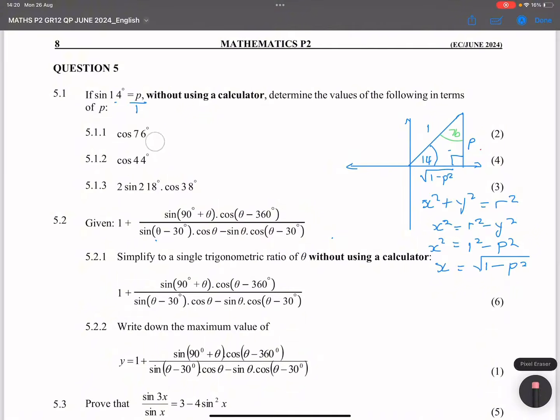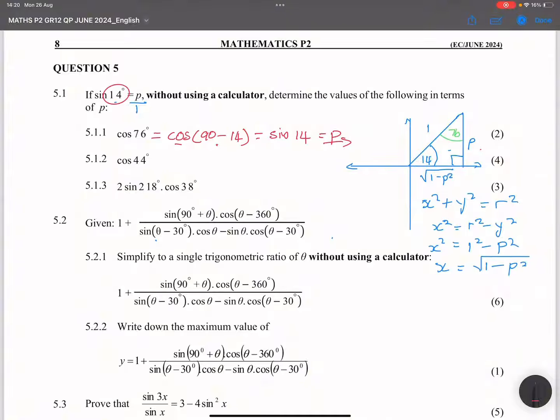Or what you could do here is say, well, cos of 76, how do I express it in terms of 14? This is the same as saying cos of 90 minus 14. I haven't changed anything, 90 minus 14 is 76. But we know whenever we've got 90 minus, this will change into the co-ratio, which is sine of 14, and we know sine of 14 is p. And so that's the expression in terms of p.